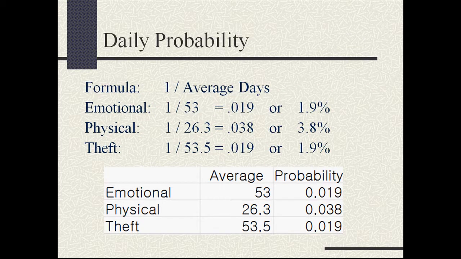Daily probability. The formula for daily probability is simply dividing 1 by the average number of days. Having done so for each category, we see that I am at an emotional risk 1 out of every 100 days, or 1.9%. I am at a physical risk 3 out of every 100 days, or 3.8%. And I am at risk for theft about once every 100 days, or again 1.9%.